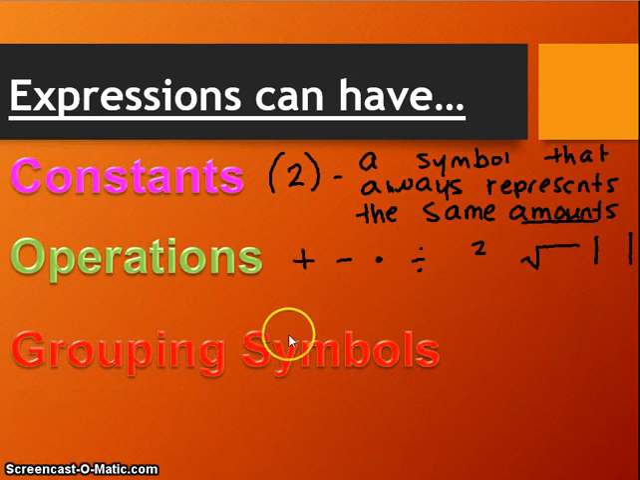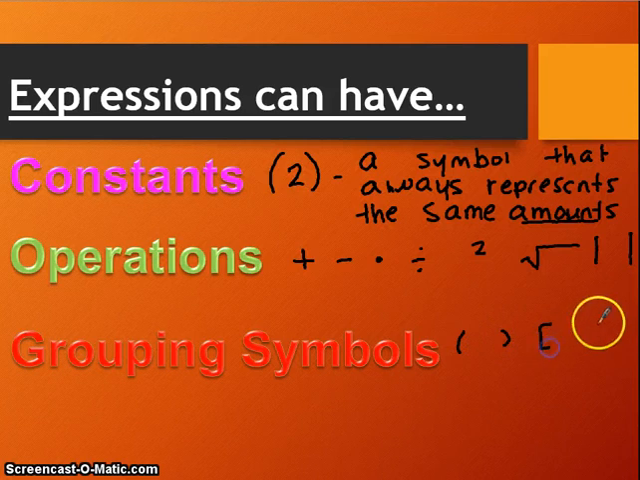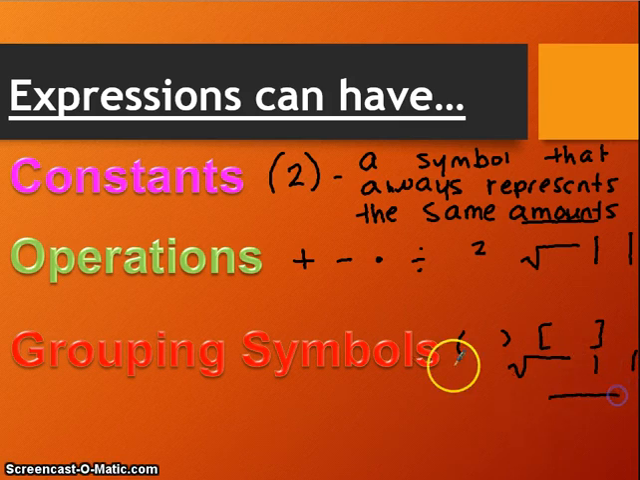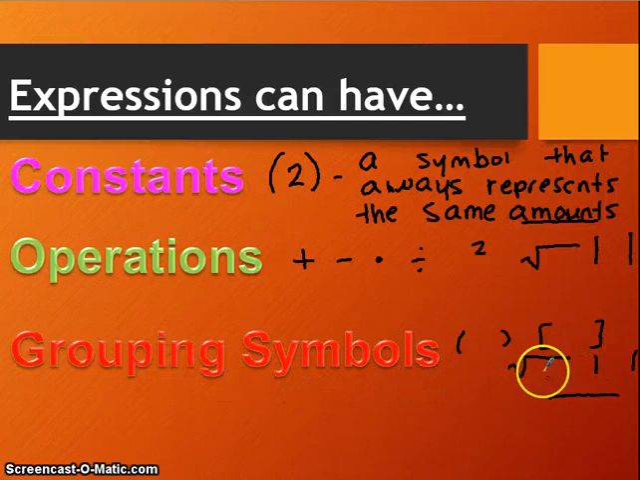Now, it can also contain grouping symbols. Grouping symbols are like parentheses or braces or brackets, square root symbols, absolute value symbols, fraction bars. These are all types of grouping symbols, and you can have those if you're trying to describe an amount. A square root describes an amount.